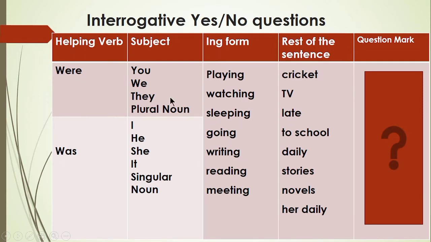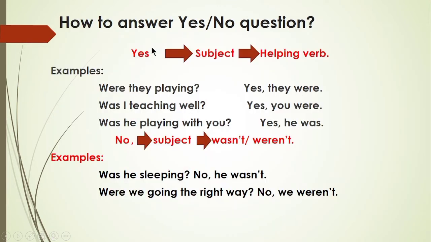No, I wasn't. Were we watching TV? Were they sleeping? Was I going to school? Or was he reading stories? Etc. Okay, now how to answer these questions? There is the structure. If we answer these questions with yes, then put yes followed by a comma, then subject, and then the relevant helping verb.